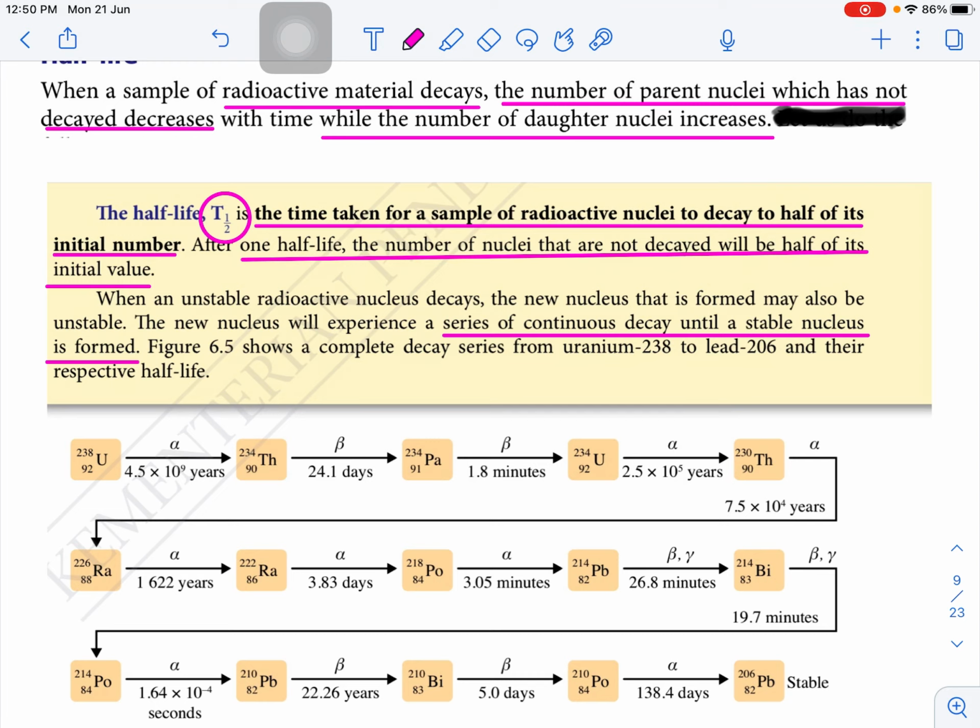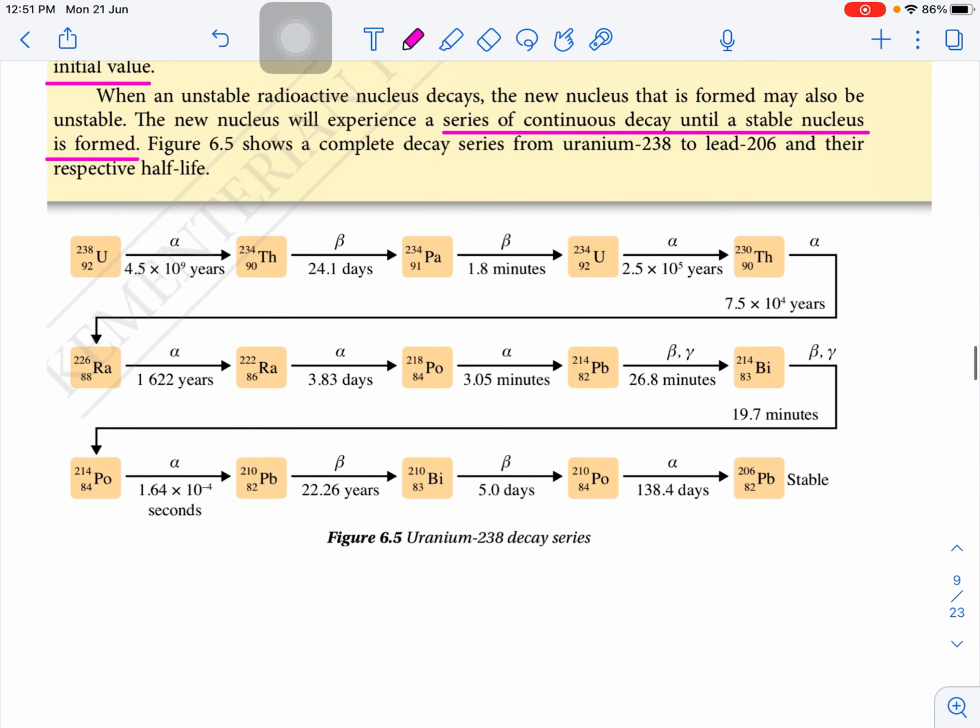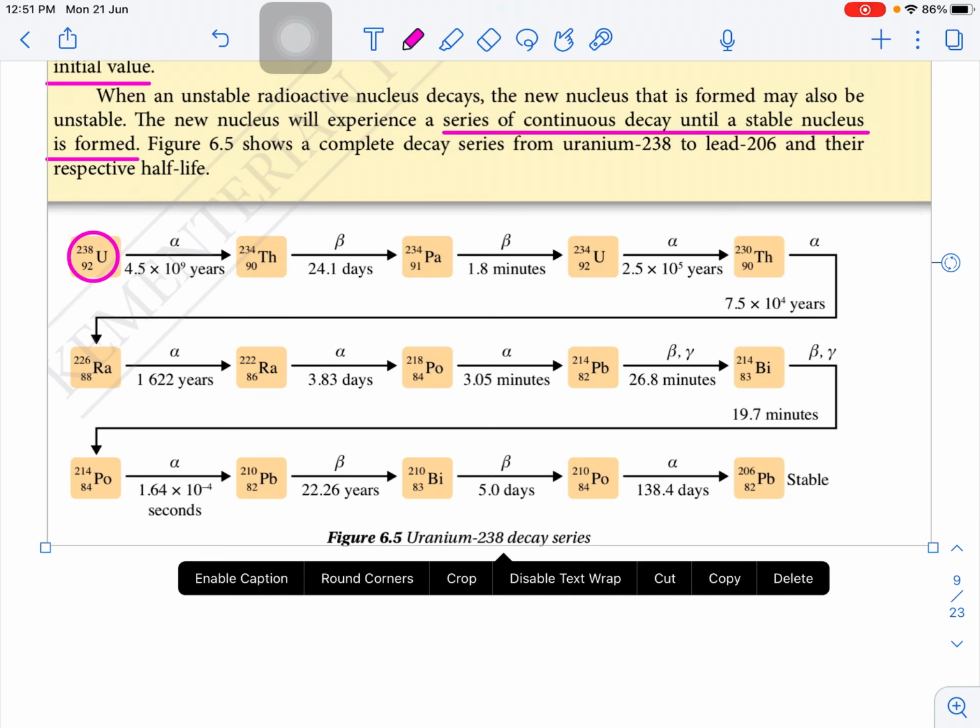Figure 6.5 shows a complete decay series of uranium-238 to lead. Lead is also known as plumbum. Lead-206 or plumbum-206, and their respective half-lives. So we look at the uranium-238 decay series. Initially, we have uranium-238, 92. An element is known by its proton number. When its proton number is 92, the element is known as uranium.